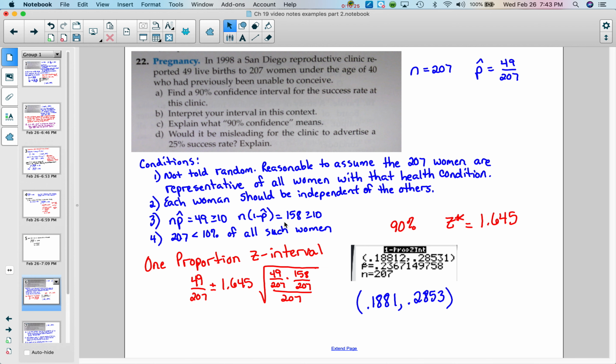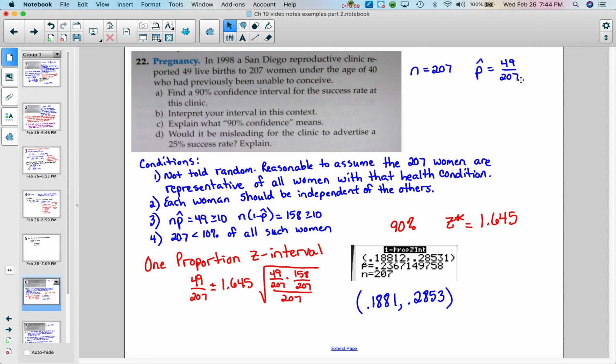The next problem I want to go through is problem 22 in your textbook. It says, in 1998 (we have an old textbook), a San Diego reproductive clinic reported 49 live births to 207 women under the age of 40 who had previously been unable to conceive. Find a 90% confidence interval for the success rate at this clinic. So we've got n equals 207, p-hat is 49 out of 207, and of course, we've got to check our conditions before we can build a confidence interval.